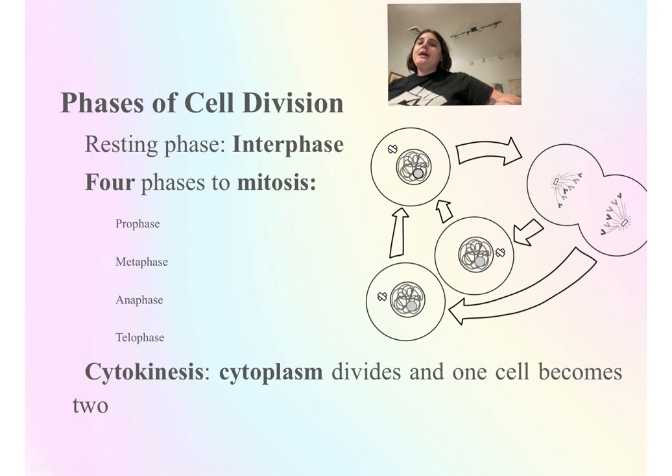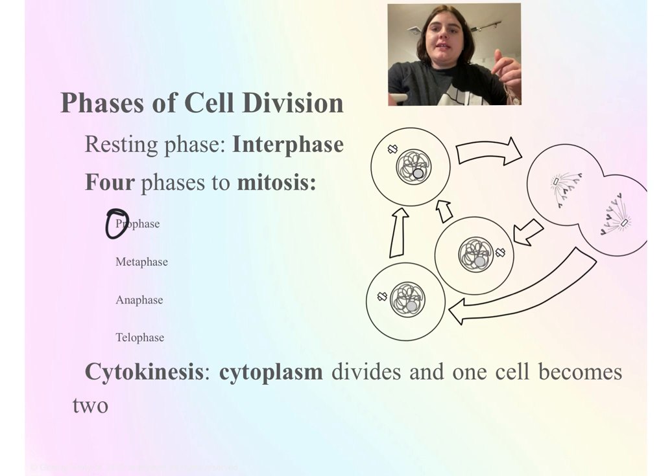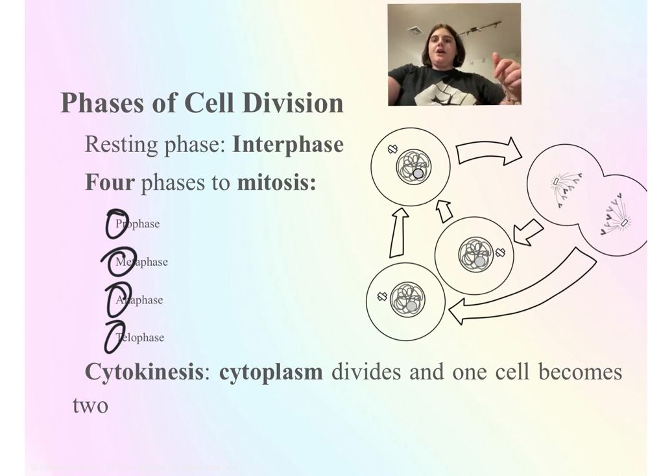Now on to the phases of cell division. Our first phase is the resting phase, which is interphase. There are 4 phases to mitosis, aka cell division: prophase, metaphase, anaphase, and telophase. We can remember that by using the acronym PMAT. Then we've got cytokinesis, where the cytoplasm divides and one cell becomes 2.